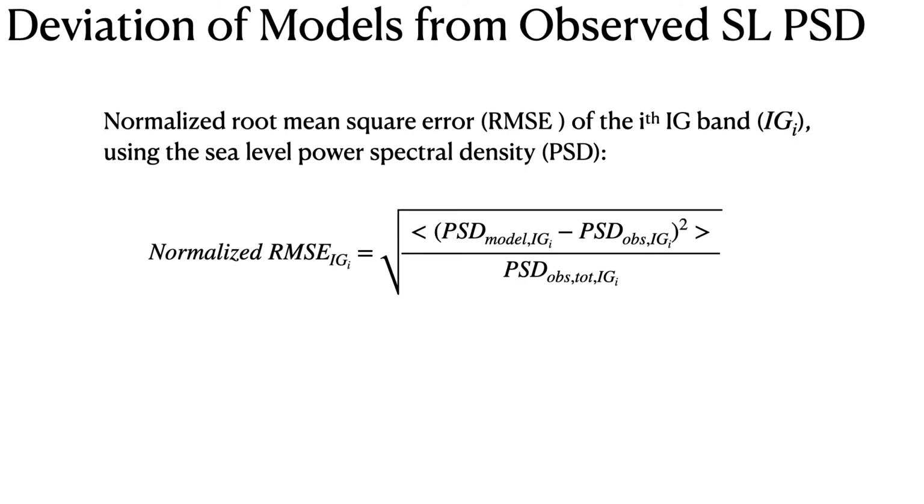At this stage, we wanted to quantify the deviation of the modeling results from observations. We chose the normalized root mean square error of the sea level pulse spectral density as our metric, and we carried the calculation separately in several infragravity bands. In the equation, subscript i represents the ith infragravity band, and the normalization factor in the denominator is the total observed pulse spectral density in the ith infragravity band.